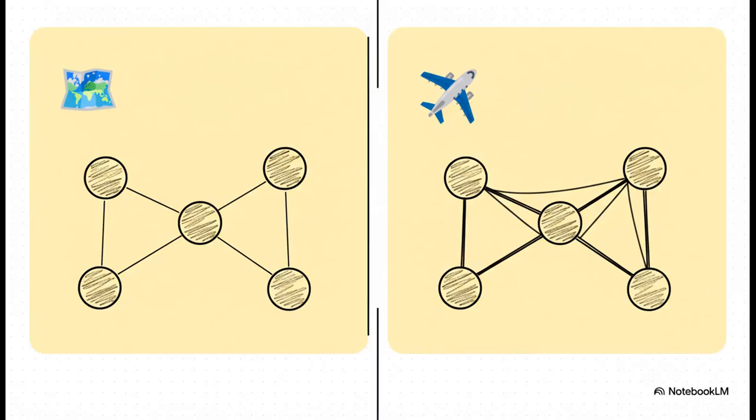Now, there are two basic ways to look at this. On one hand, you have the unweighted network. Think of this as the basic blueprint. It just asks a simple question. Is there a direct flight between two airports? It's a simple yes or no. But then you have the weighted network, and this adds a crucial layer of, well, reality. It asks how many flights are on that route. This is the difference between just knowing a road exists and knowing exactly how busy that road is.